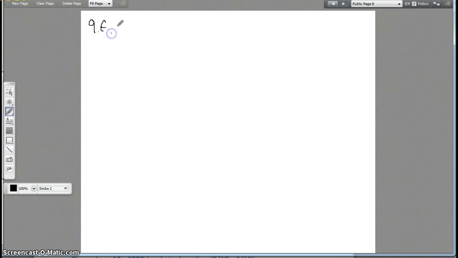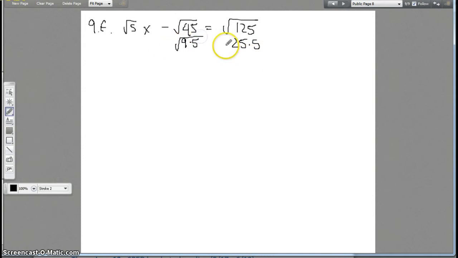Number 9, part F, says the square root of 5 times x, the x is not in the square root, minus the square root of 45 is equal to the square root of 125. Well, the square root of 45 and the square root of 125 can both be simplified. 45 can be written as 9 times 5. 125 can be written as 25 times 5. Is that right? Yeah, 25 times 5. So when we take the square roots of these numbers, the square root of 9 is 3, and then we're left with the 5 in the square root. The square root of 25 is 5, and we're left with the 5 under the square root.